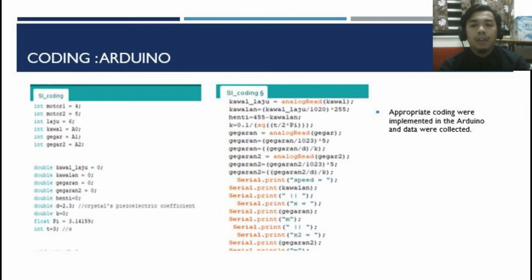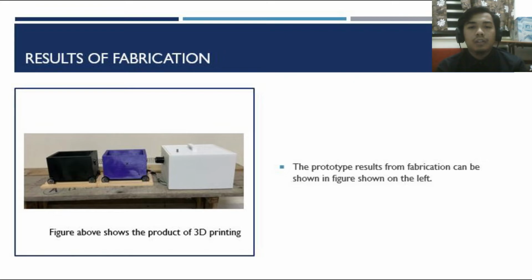What we can see, they have two equations in the coding, which are Hooke's law and simple harmonic motion. The output of the piezo sensor is read, then changed to force. Spring K is obtained from the simple harmonic motion formula, and then the distance x is obtained from Hooke's law. This slide shows the figure of the result of the prototype from fabrication.